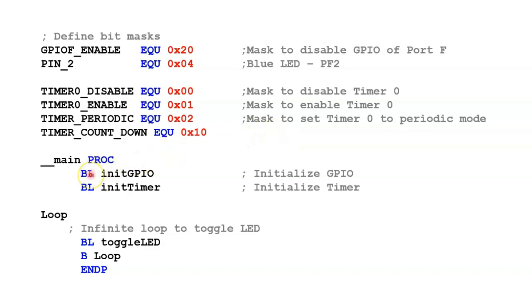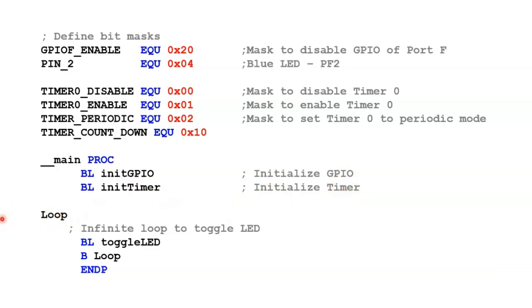And here we have 2 BL instructions. Basically, this is branch with link. Basically, these two instructions will initialize or call the subroutine init GPIO here. This subroutine will initialize the GPIO, and the init timer subroutine will initialize the timer.